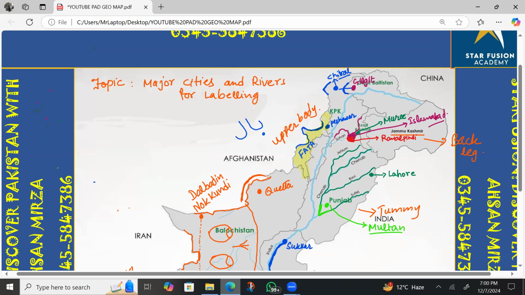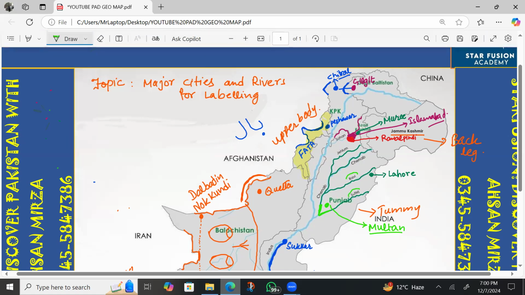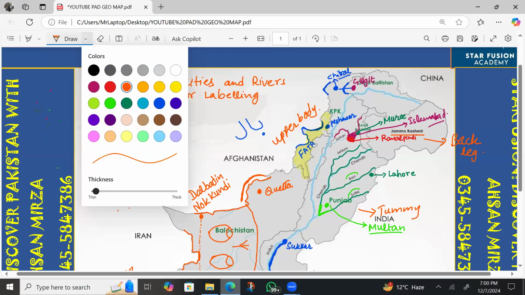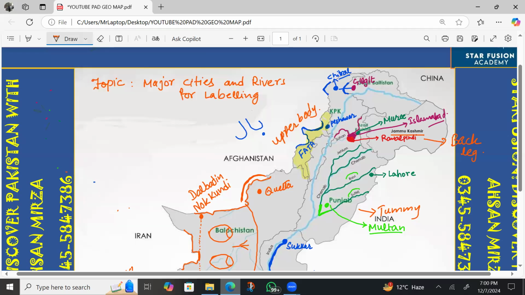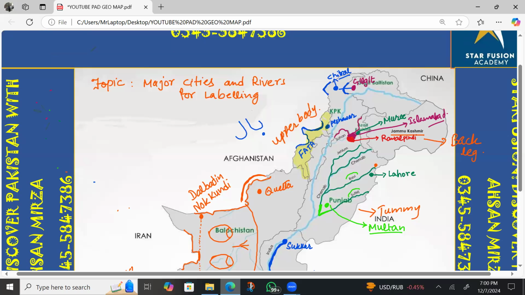Multan and Lahore have a common thing: both are located between the river Ravi and the river Sutlej. Apart from that, there are three more cities in Punjab which can be given for labeling. The first city is at the border of river Ravi, on the other side from Lahore, close to India. This city is Sialkot. It is famous for sports goods and surgical items. The closest city to Sialkot is Gujranwala.